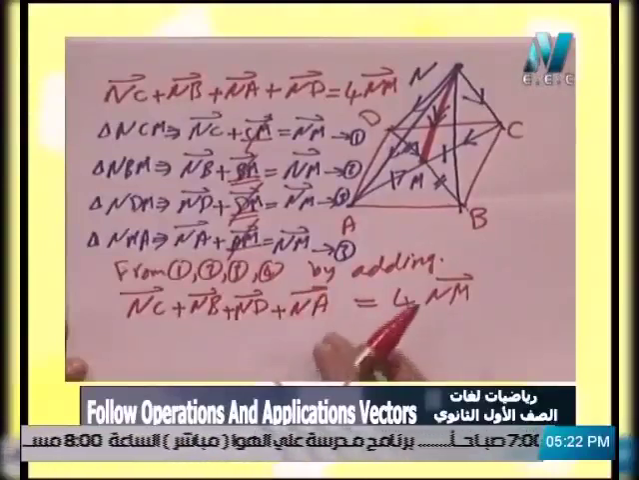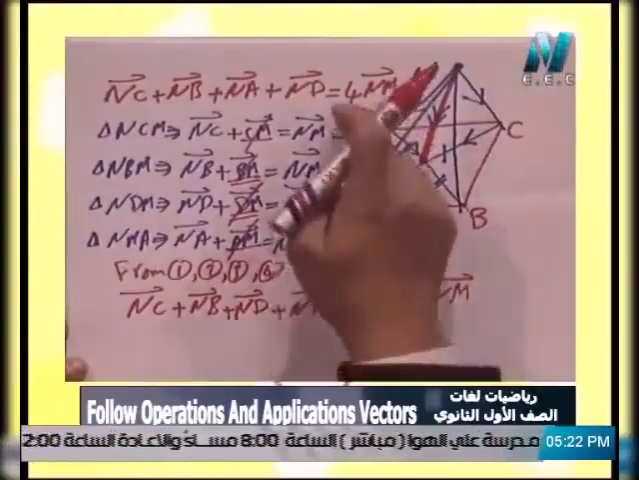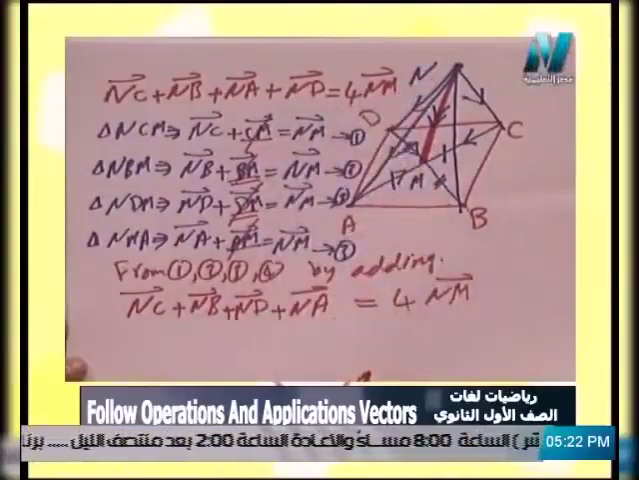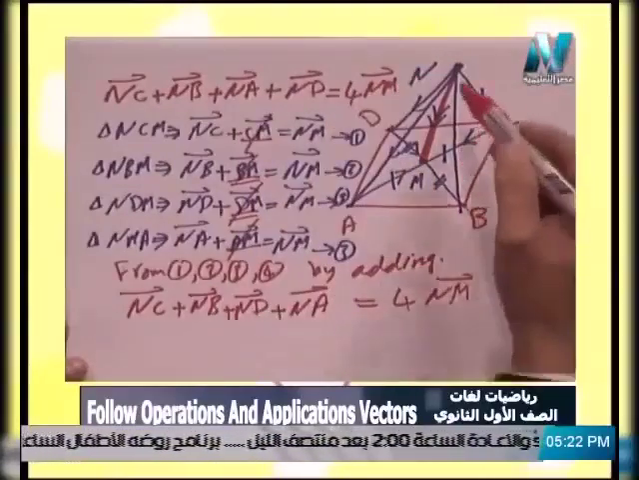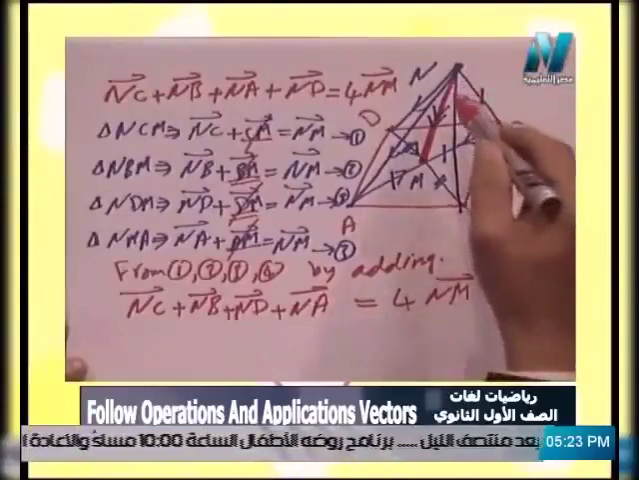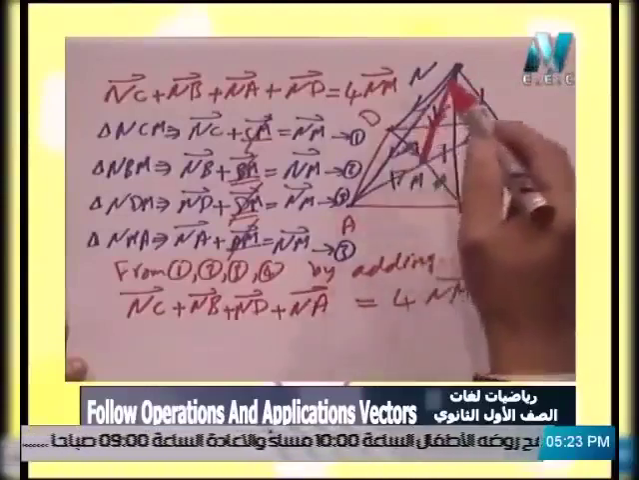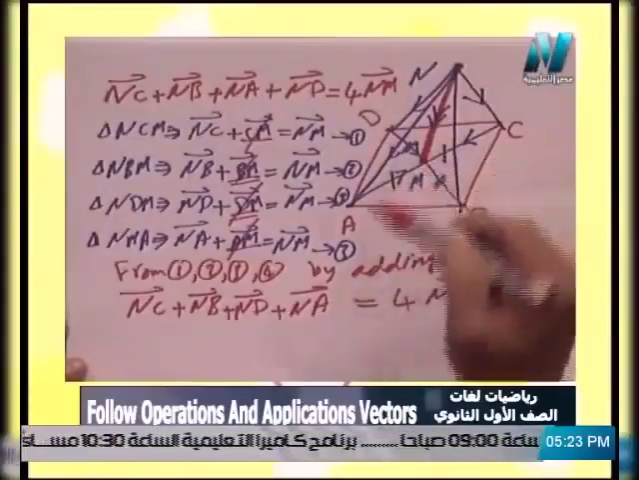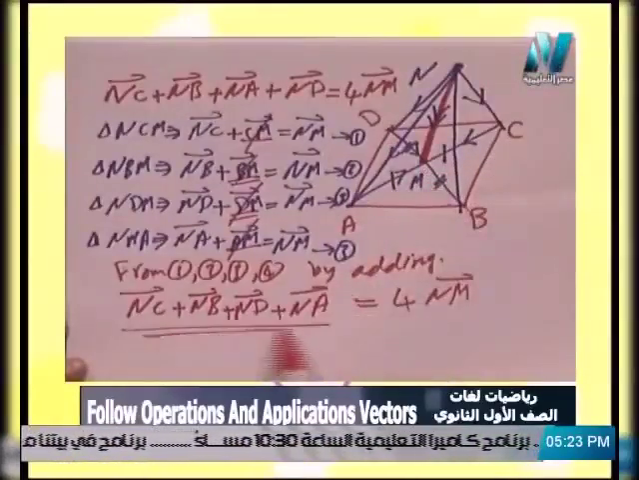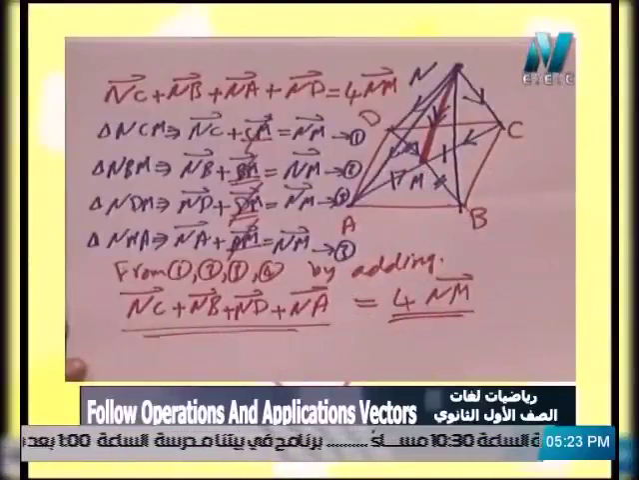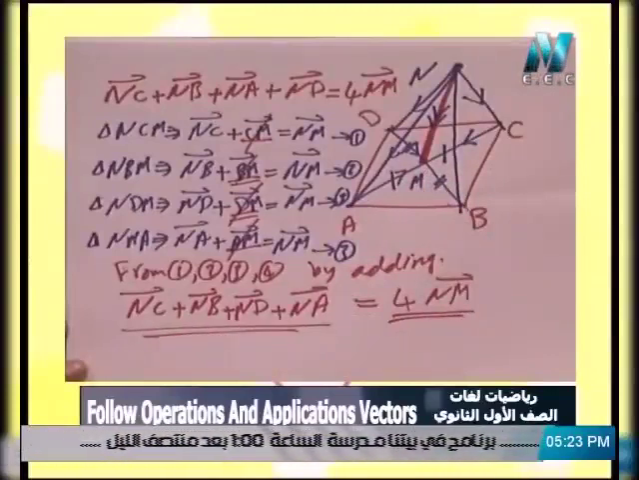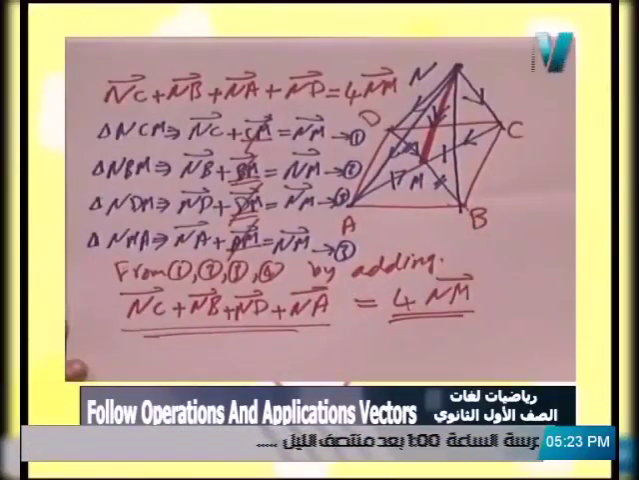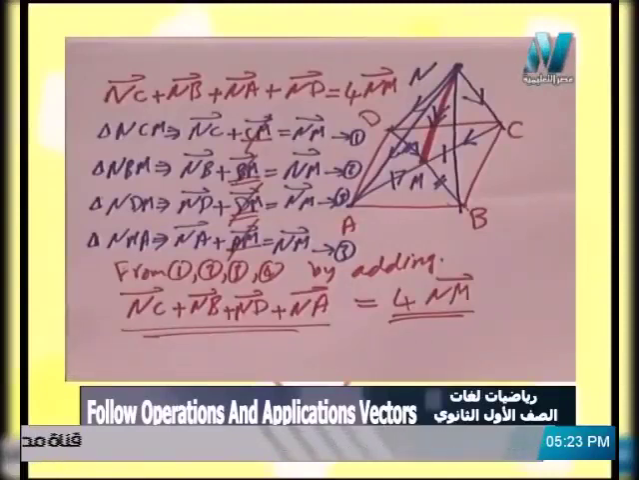Okay, look carefully at this and at this. The request here is to prove that the vector NA plus the vector NC plus the vector NB plus the vector ND equals 4 times the vector NM, and we have this proof now. So now it's very easy for you, but you have to solve it again by yourself, and inshallah it will be easy for you.